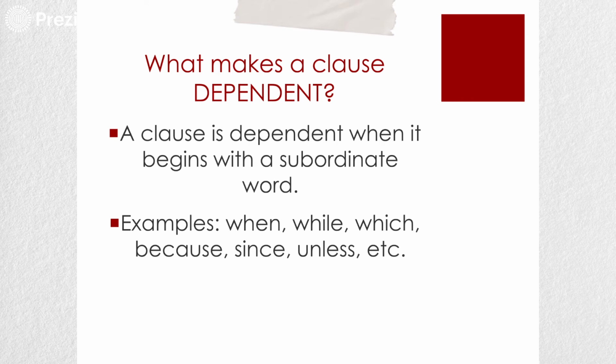So what makes a clause dependent? A clause is dependent when it begins with a subordinate word. So this is one example of when we see dependent clauses. A subordinate word would be examples like when, while, which, because, since, unless. So anytime I have a word like that beginning a clause, those are words that tell me that I need an independent clause, or I need more details for my thought to make sense.